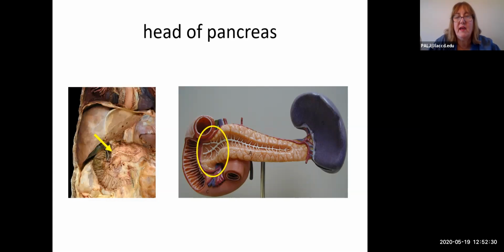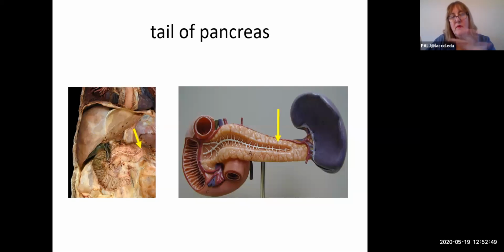When we look at the pancreas, the head of the pancreas is the portion that is surrounded by the C-shaped portion of the duodenum. And so that is to the right of the midline, and then the pancreas continues to the left of the midline and through the body to the tail of the pancreas. And the tail of the pancreas will end at that dark purplish organ there.